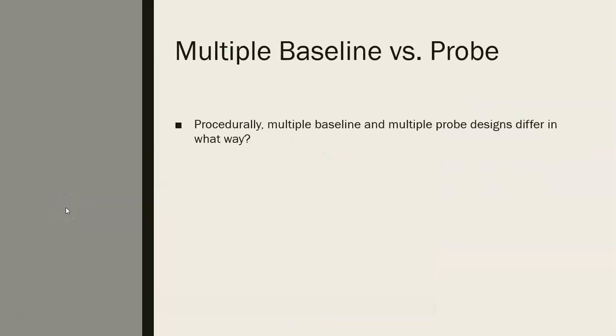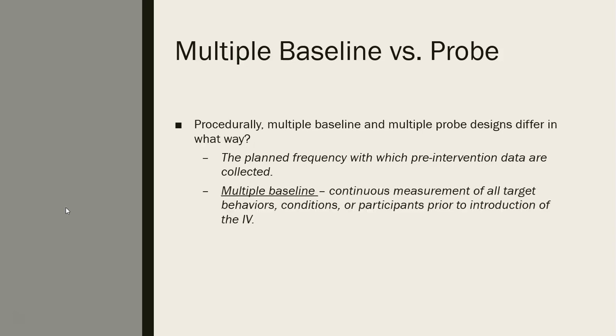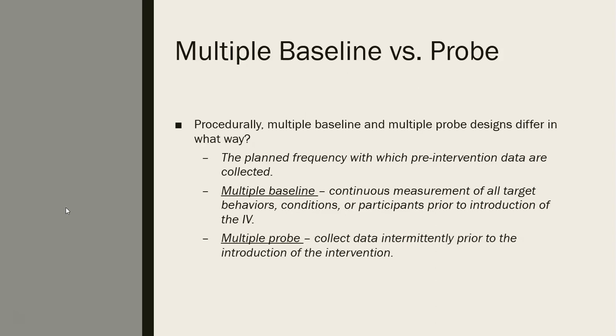Now, I've been mentioning multiple baseline and multiple probe design. Procedurally, how do these two designs differ? Well, first of all, they differ in the planned frequency with which pre-intervention data are collected. With the multiple baseline design, you have continuous measurement of all target behaviors, conditions, and participants prior to the introduction of the independent variable. With a multiple probe design, data collection is intermittent prior to the introduction of the intervention.